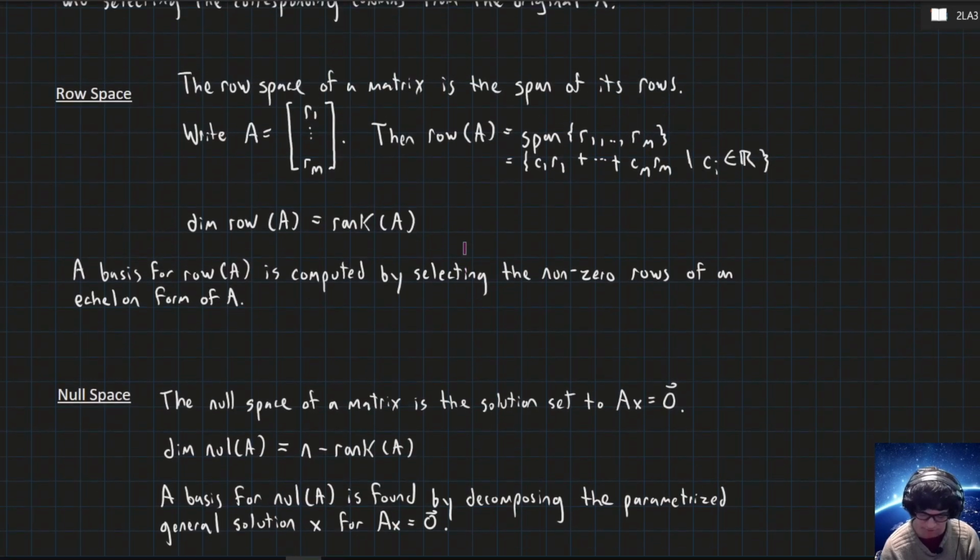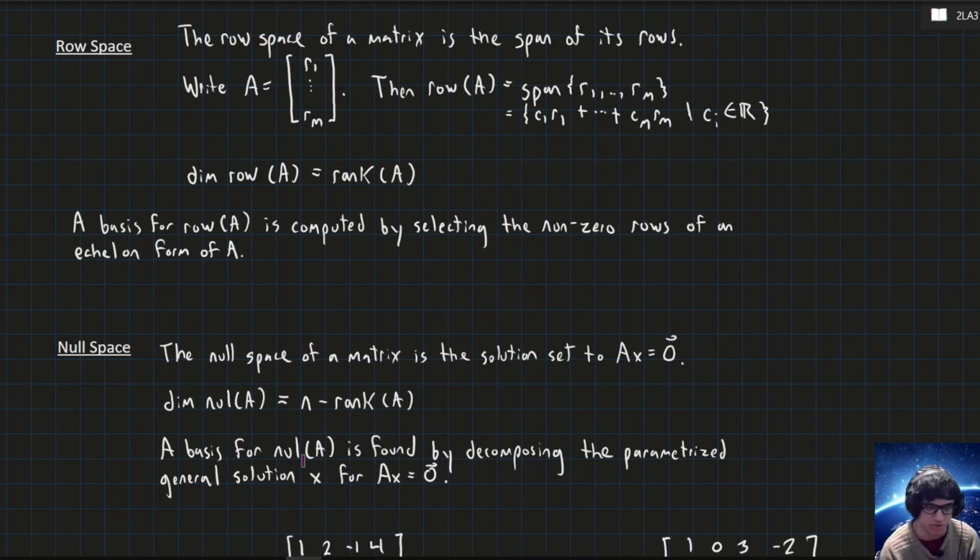So now let's mention the null space. We've seen this before. The null space of a matrix is the solution set to the homogeneous equation Ax equals the zero vector. And the dimension of the null space is going to be n, the number of columns, minus the rank. We'll justify this formula in a bit. So how do we find the basis for the null space? What you do is you find the general solution for x for the homogeneous equation, and you look at how it's parameterized, and from that you can see what the spanning set of the null space is. We'll do an example that shows this off.